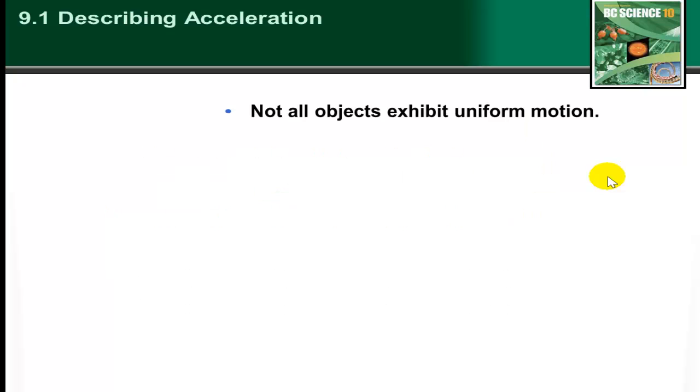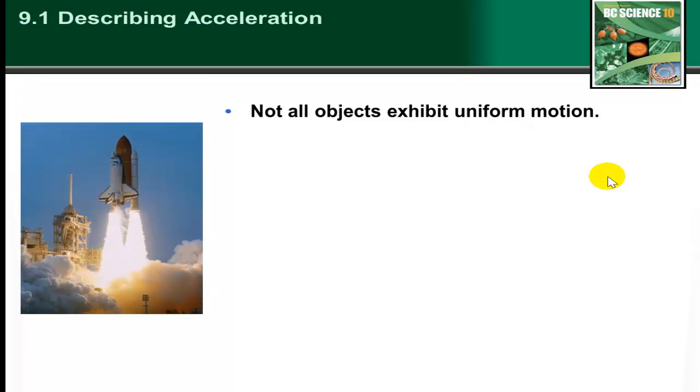Not all objects, of course, exhibit uniform motion. Take, for example, the space shuttle. So this space shuttle is not uniform. Within 60 seconds of launching, the space shuttle is traveling at 350 meters per second and is 16 kilometers above the Earth. How's that for displacement? During the next 60 seconds, the space shuttle increases its speed by over 1,200 meters per second and travels an additional 30 kilometers away from the Earth's surface. Obviously, this is not equal displacement in equal time intervals. This is not uniform motion.